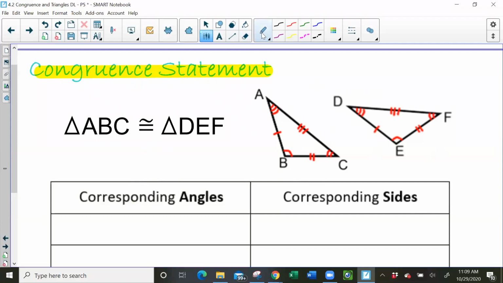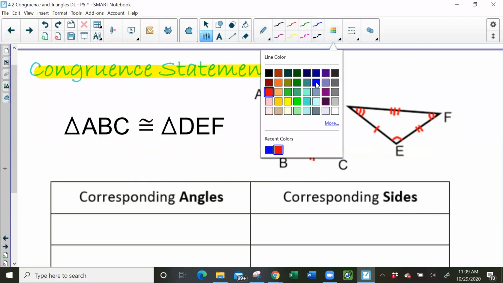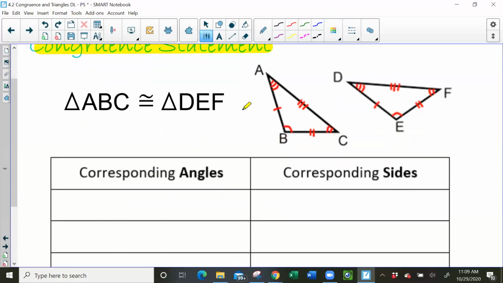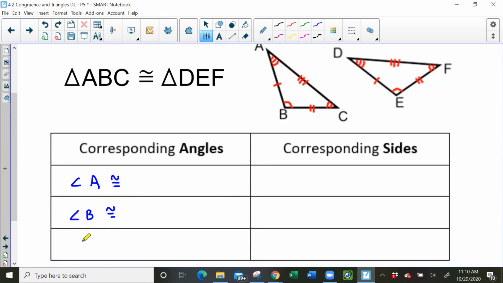And let's write down what the corresponding angles are. So I see that I have angle A, B, and C in my first triangle. So I'm going to write angle A is congruent to what? And then we're going to write angle B is congruent to which angle in the second triangle, and then angle C is congruent to which angle. So we're going to look at the diagram. So the first way to do this is by looking at the diagram.